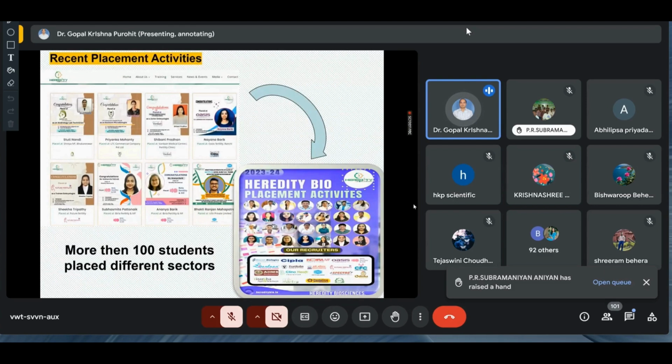Heredity Biosciences is focused on helping students join different organizations. Till now, more than 100 students have joined different industrial, research, and healthcare sectors. These pictures are a witness of these students, who have joined different organizations. I wish all these students the very best for their future careers.